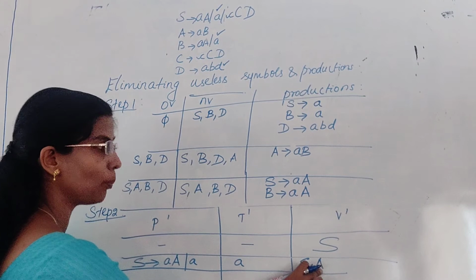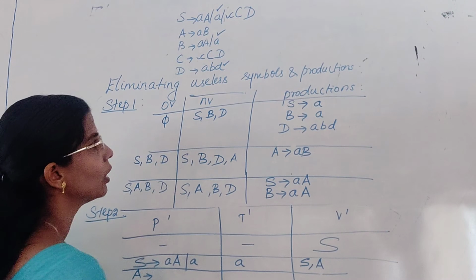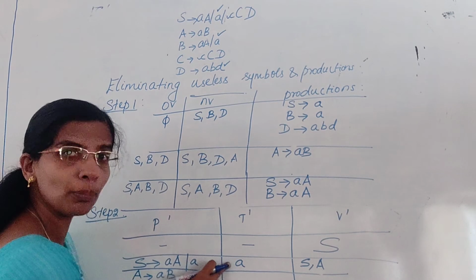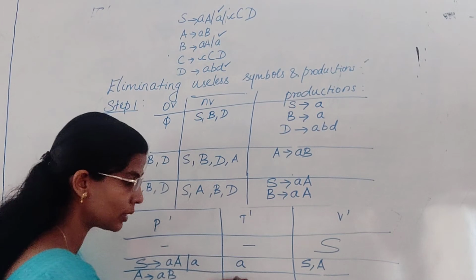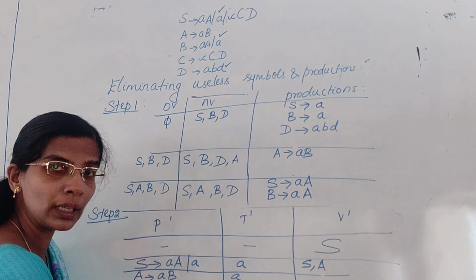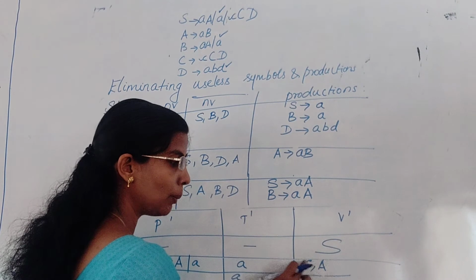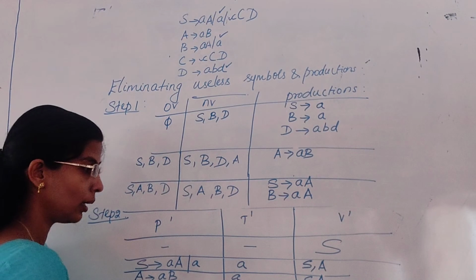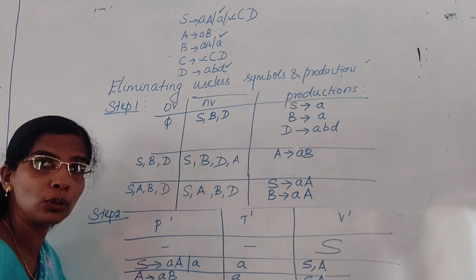Write the A production. Check step 1 and write the A production. How many A productions do you have? Only one. A tends to B. From the previous row, is the board visible? Yeah. From the previous row, copy down the terminal. Then check the production, whether any new terminal is available or not. No more new terminal. Right? Copy down the variables from the previous row. S, A. Right? S comma A. And then check this production for a new variable.